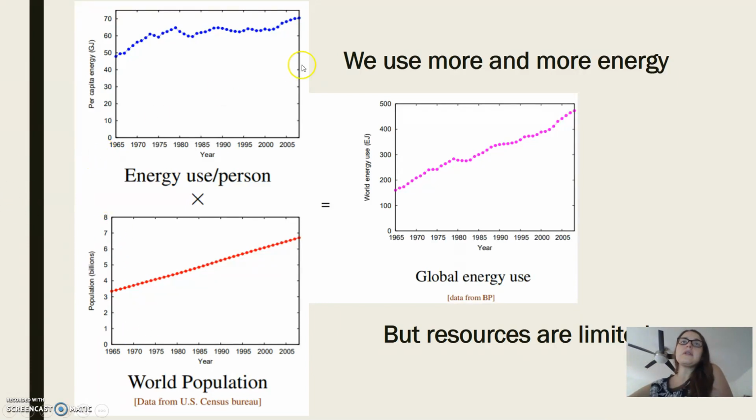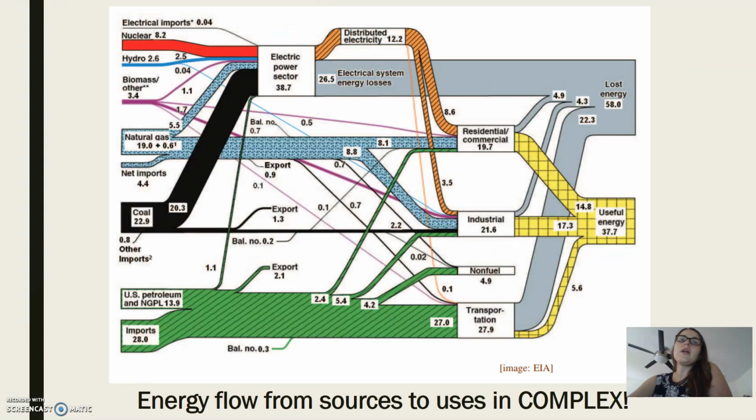Well, over the years, the amount of energy that we use per person has increased. And with that increase of energy per person, the world's population has also increased. So, if we multiply these two, we can see that it's only going to get more and more energy required, but we only have limited resources. So, what do we do? Well, this is a little bit of an outdated map that came from the EIA.